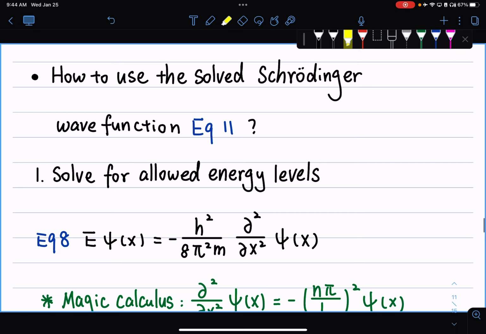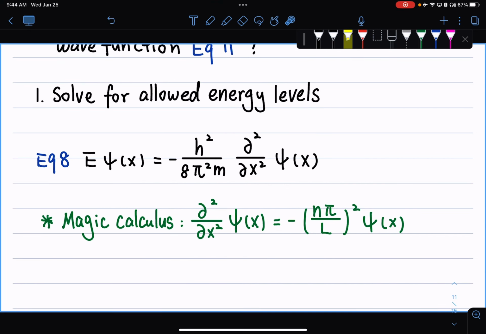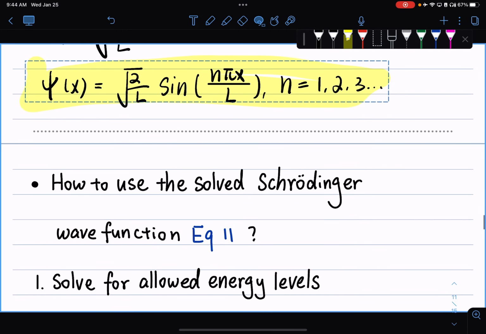So how do we use it? Two major things. One is to use the correct operator to get physical properties out of it. So let's first solve for the allowed energy values. This is the wave function. This is the Schrödinger equation we had before. And we have the wave function that we solved. So let me just copy paste that down.